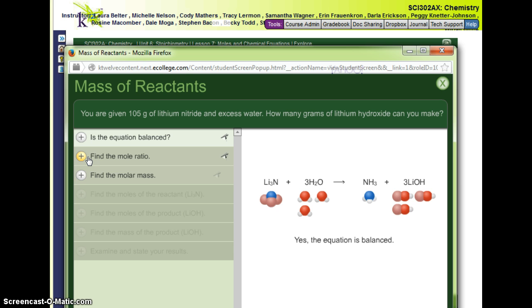All right, then we want to find the mole ratio. How many moles of Li3N do I have? I have 1. How many moles of water? 3. How many moles of NH3? 1. How many moles of LiOH? 3. Yep, it's the same as the number of molecules because it's the same ratio. I could say that there's 3 molecules, or I could say there's 3 moles, which is 3 times 6.022 times 10 to the 23rd. Different amounts, but the same ratio.